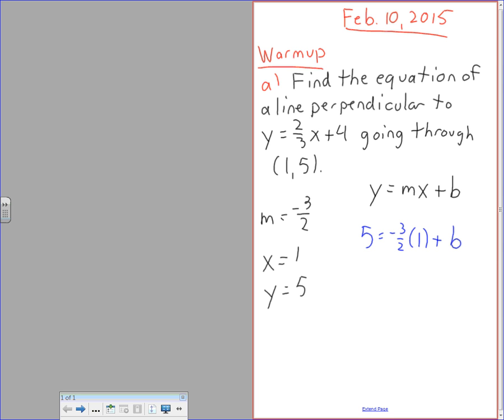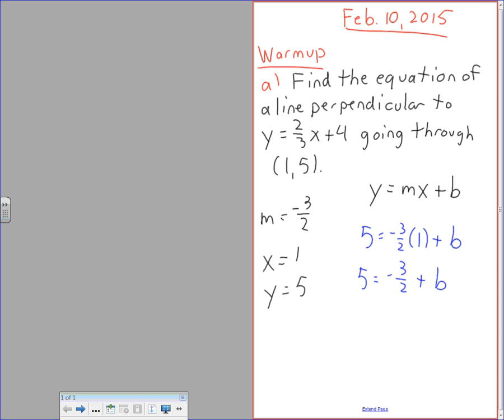Somebody help me here. What's anything times 1? Same number, itself. So this is still going to be -3/2. This question worked out nicely, but let's say it had been times 2 or times 3 or times 5. What would 10 be as a fraction? 10 over 1. So if you're multiplying this by 1, all you're really multiplying is the numerator. So this is just going to equal 5 equals -3/2 plus b.